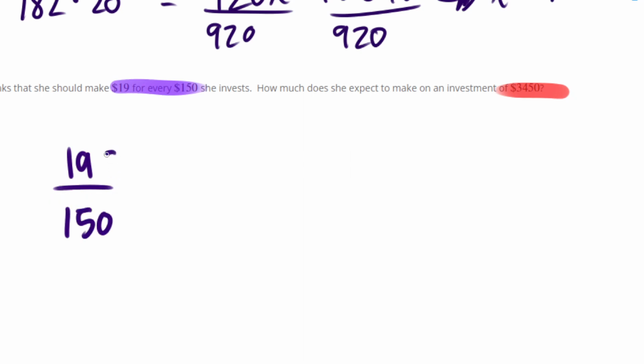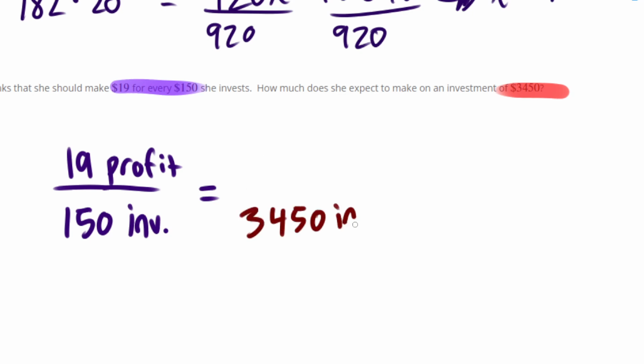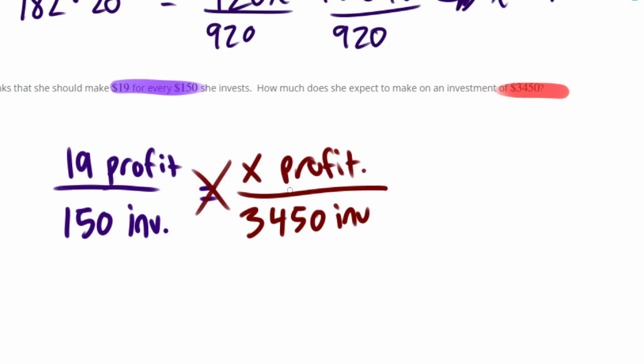So 19 profit for 150 investments is equal to 3,450 investments to X profit. Then we can cross multiply, which should give you $437 in profit.